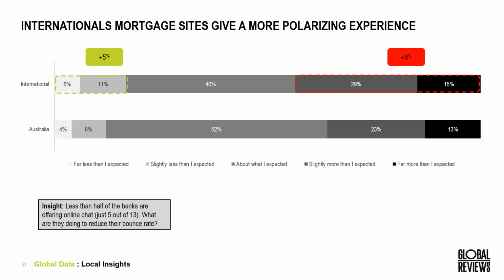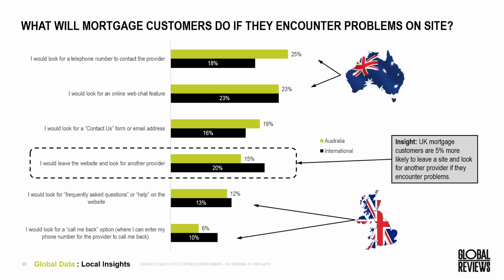So again, overall, the experience in terms of effort for customers is quite poor with mortgages, and we can see that it's slightly worse with internationals when compared to Australian banking websites. Again, we can see that 20% of UK customers would look for another provider with a mortgage website compared to Australians at 15% if they encountered a problem on site.